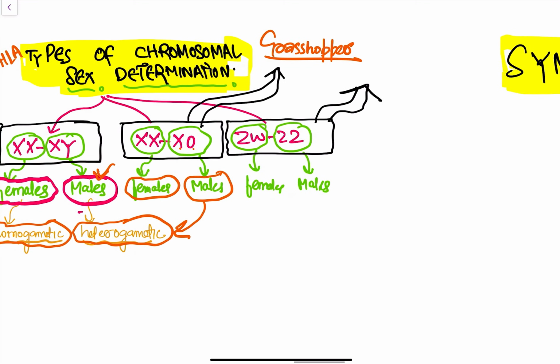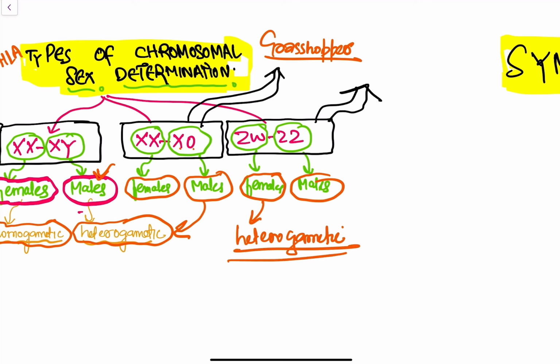And then we have ZW-ZZ, where females are having Z chromosome and W chromosome, and males are having 2 identical Z chromosomes. So females are heterogametic. So it is female heterogamy type of sex determination. And where do you observe it? You observe this in birds. Very important. You should remember this. Birds have ZW-ZZ type of sex determination, where females have Z chromosome and W chromosome, and males have 2 Z chromosomes.